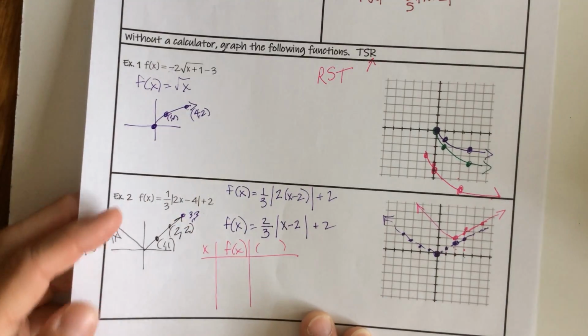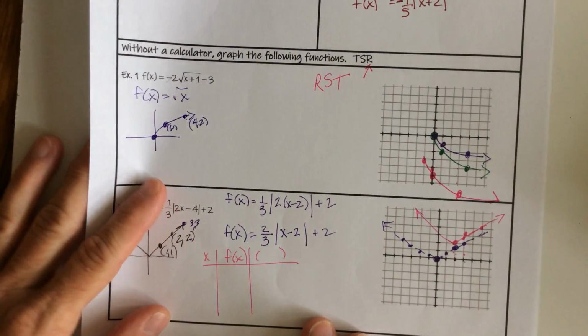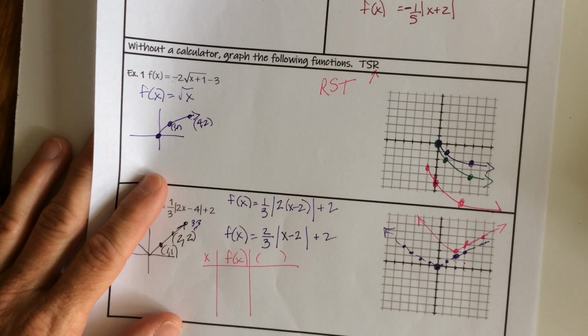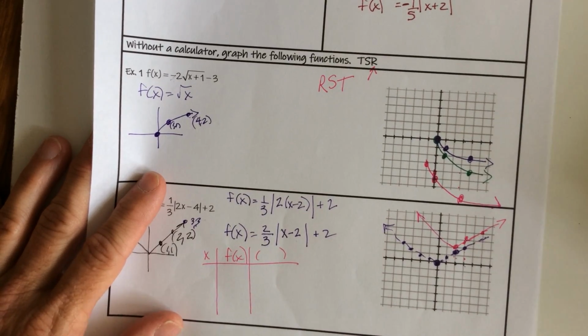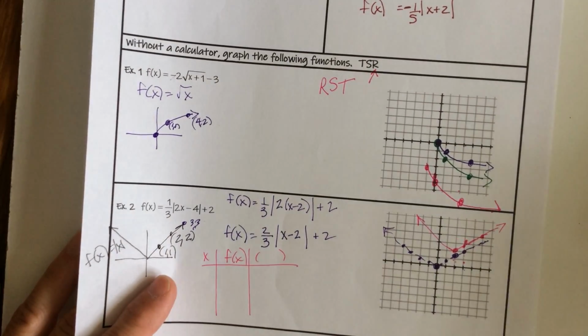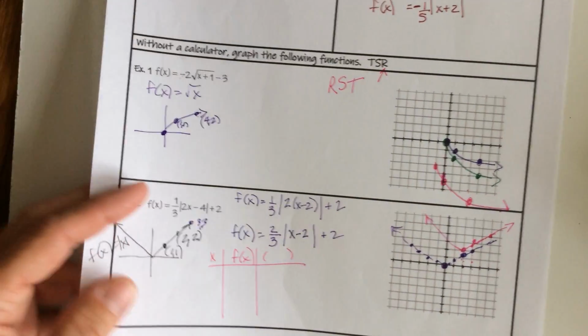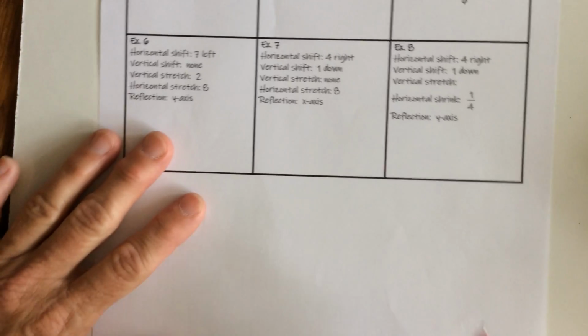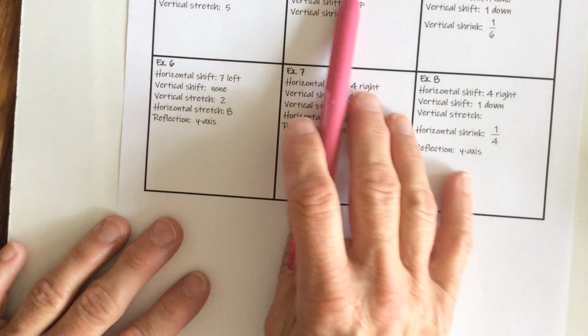So transformations include reflections, scales, and translations. So let's take a look at all of this one more time. Let me put that aside and pull this up. And here's what I want us to do.